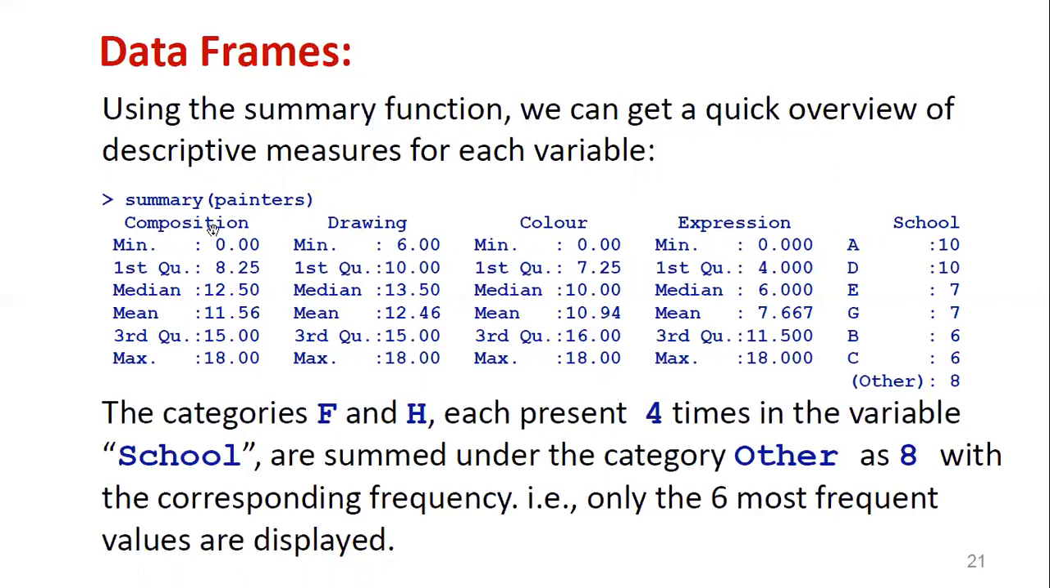Minimum value for each variable, first quartile value, then median value, then mean value, then third quartile value, then maximum value. For people with a mathematical background, you are familiar with these: minimum, first quartile, median, mean, third quartile, max. Others also you studied in our mathematics, even probability. So all these measures are automatically displayed by using the function summary. Summary within parentheses, simply you can provide the database name, painters.